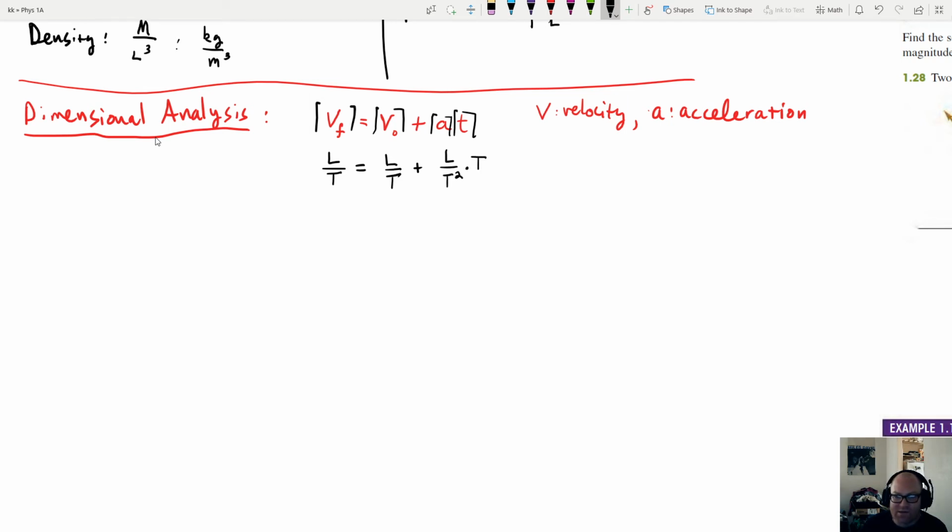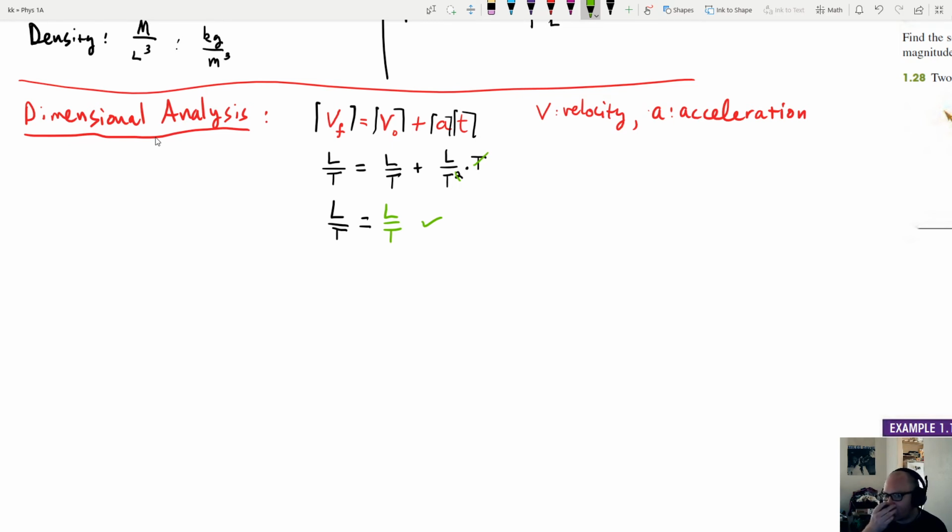So what we end up with is, on the left-hand side, units of length over time. On the right-hand side, we have units of length over time as well. One of these t's cancels out here. We don't really worry about saying that there's two of these on the right-hand side. We just say, okay, this is length over time, and we're adding to that length over time. That's perfectly fine. So you get length over time on both sides. And so what we would say is that this equation is dimensionally accurate.